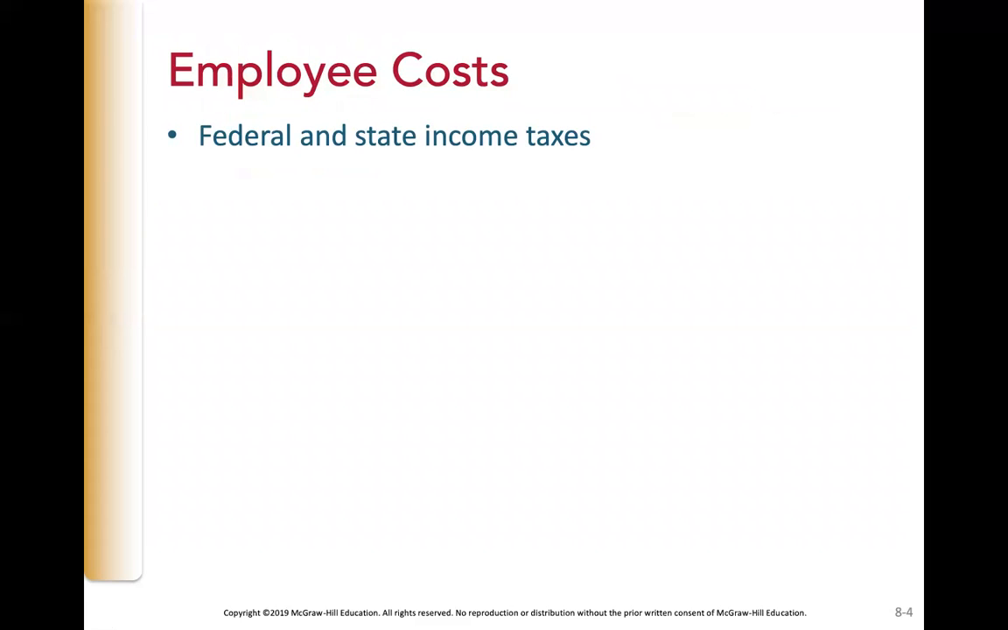So, employee costs, federal and state income taxes. In the examples in the book, these will be given numbers to you. Companies are required by law to withhold federal and state income taxes from employees' paychecks. And then they're also required by law to remit these taxes to the government. So just because the employer is withholding this money, they're not getting to keep it. They then have to send it in to the government on your behalf.